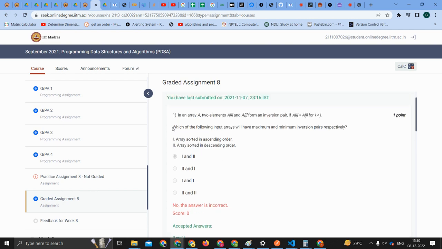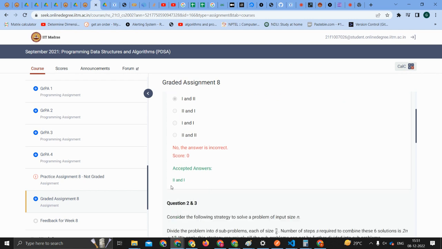Now let's come back here. Now we can take this question. Which of the following input arrays will have the maximum and minimum inversion pairs respectively? So the maximum would be in the descending one, and the minimum would be in the ascending. So it's the second option.